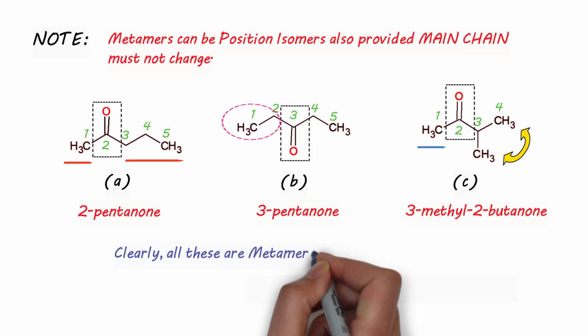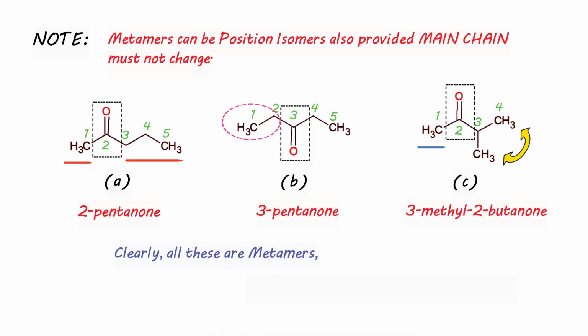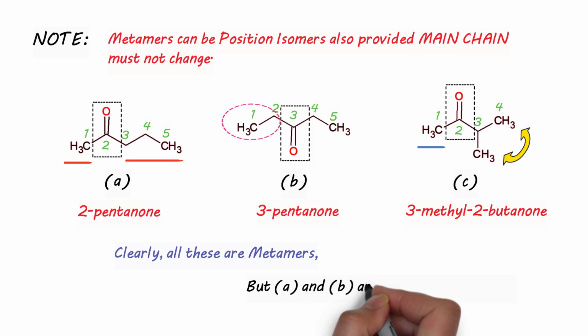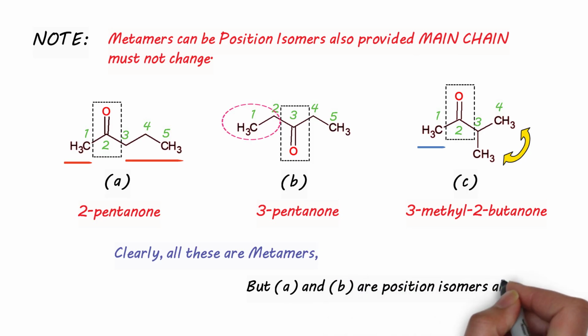But looking at A and B, the main chain is the same, that of 5 carbon atoms, but they differ from each other in the position of the functional group. That is, in the first molecule it's at the 2 position, in the next it is at the 3rd position. So A and B are position isomers also. I hope you understand this.